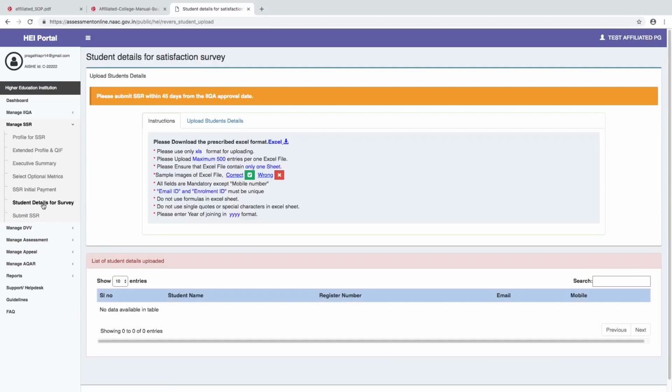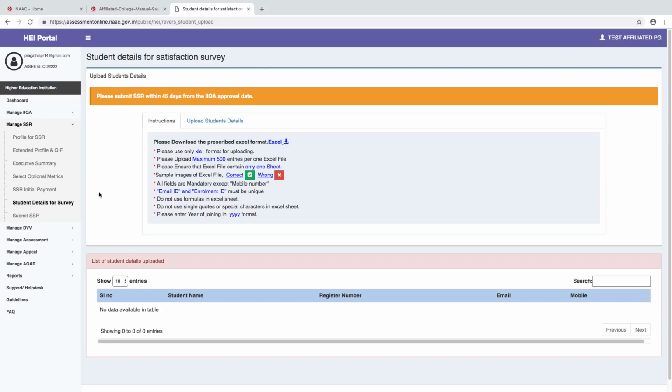Now the student survey data has to be there in the format that was specified by NAAC. One of the special features of the revised accreditation framework is the students' satisfaction survey, which is conducted online by NAAC without the interference of the institution. The details of the students are to be provided by the institutions during the submission of their SSR in criteria 2 in metrics 2.7.1.